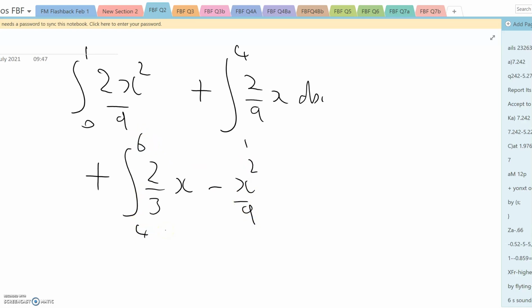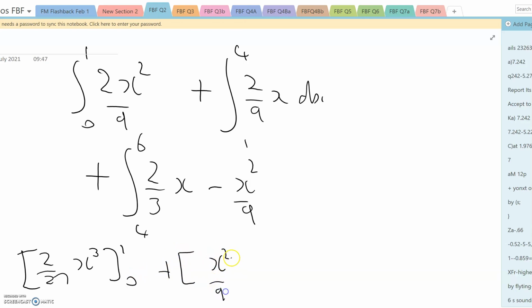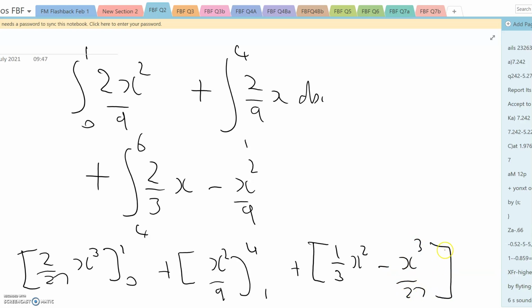And if we integrate, that's 2/27 x cubed in square brackets between 1 and 0. It's x squared over 9 between 4 and 1. And it's 1/3 x squared minus 1/27 x cubed between 6 and 4.